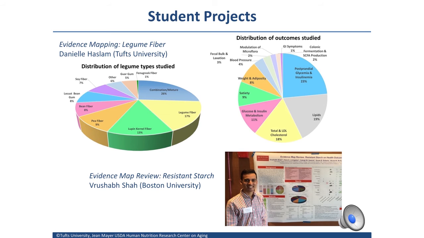In addition to Callie's work, we have had several other students create evidence maps using the dietary fiber database. Danielle Haslam, a master's student at Tufts, restricted the database to examine all studies focused on legume fiber interventions. As you can see from the pie charts above, her work highlighted the types of legume fiber captured in the literature, as well as the diversity in the types of outcomes that were examined.